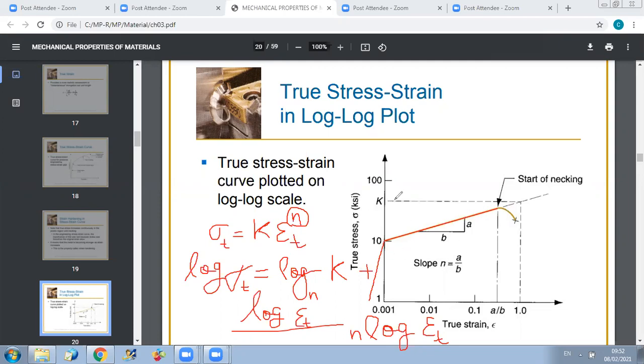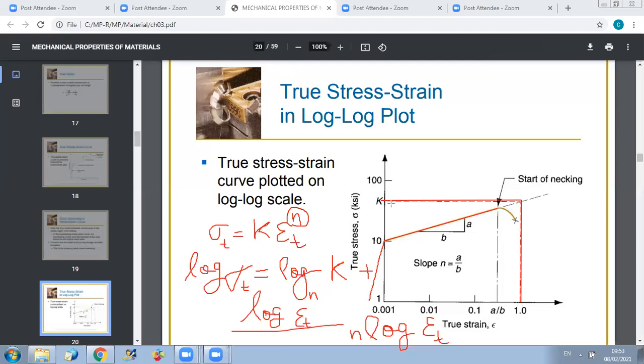While if I want to determine K, K will correspond to true strain equal to 1. Because for true strain equal to 1, log of 1 will be 0, and then log of sigma will be equal to log of K. So this point for epsilon true equal to 1 will correspond to the true stress being equal to K. So if you draw on the curve, log 1 will correspond to the point of log K, and you can then determine K. So this is a graphical method to find n and K.